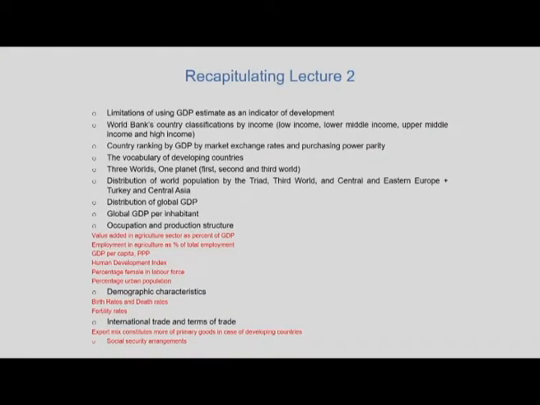As with the previous classes, we will begin with a recapitulation of the last class. In the last class, we first began looking at the limitations of using GDP estimate as an indicator of development. By now, we know that GDP is one of the most used indicators of economic development. However, we discussed that there are at least 4 important limitations of using GDP estimate.